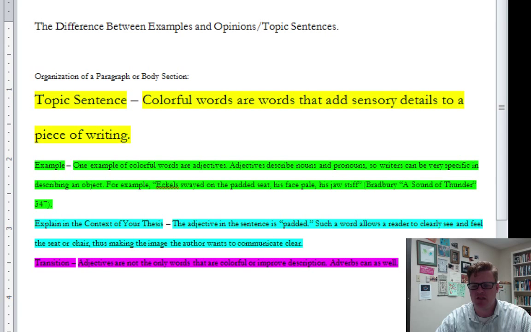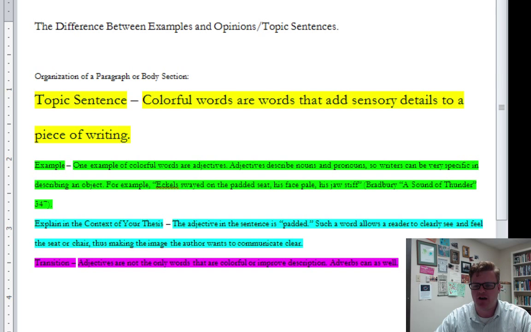of writing. Now what I'm seeing in a lot of the outline assignments that you all are doing is that you are mistaking this sort of sentence for an example. But this sentence doesn't give us really anything. I mean, it tells us what we're going to talk about, but does it show me that colorful words are words that add sensory details to a piece of writing? No, it doesn't. So when you're looking for your example, what an example is, you don't want it to be a statement of fact or an opinion. You want it to be something that is evidence of that fact.